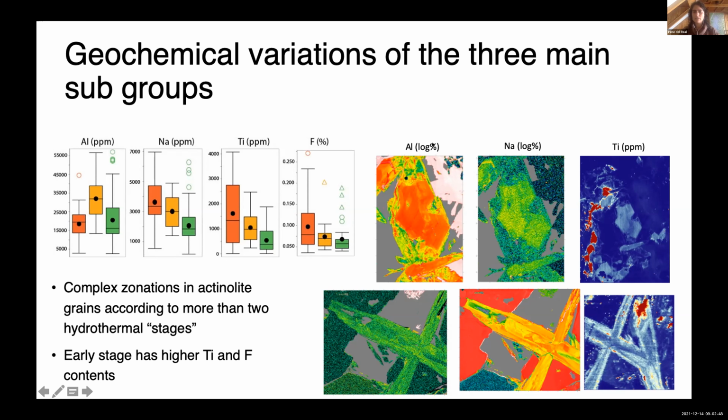Just looking at aluminium, this is in log, just to make it more dramatic. We can see how we have a higher aluminium core, but then it has some parts that are lower, surrounded by higher. We also see some very neat oscillatory textures. And titanium, we see in some grains is higher in the core, in others it isn't. So we can understand that there's more than one event, and these actinolites are quite a bit more complex than just separating in two main groups.